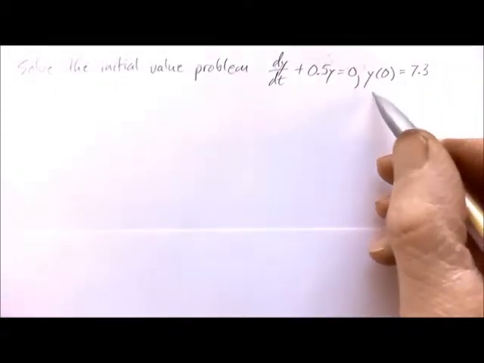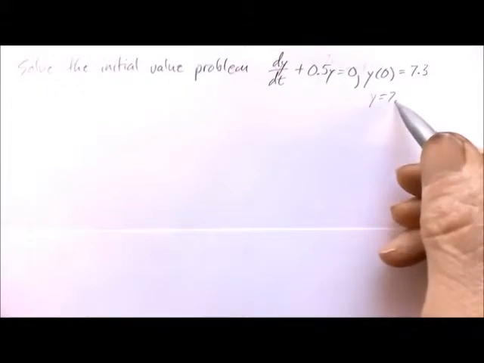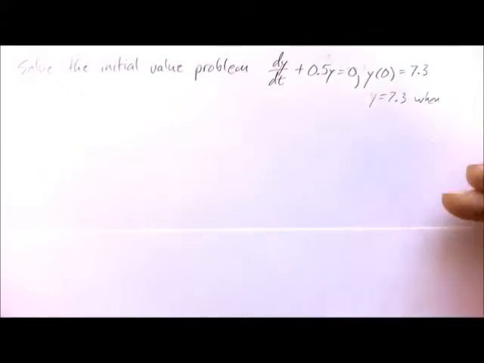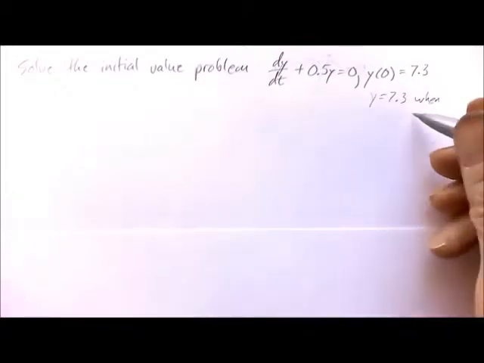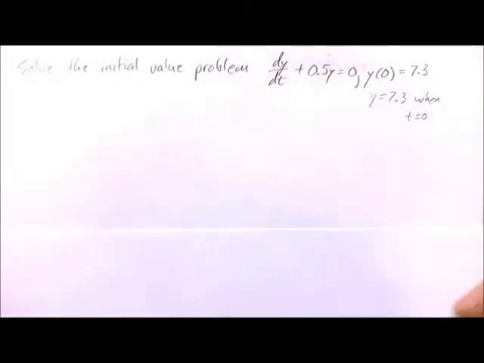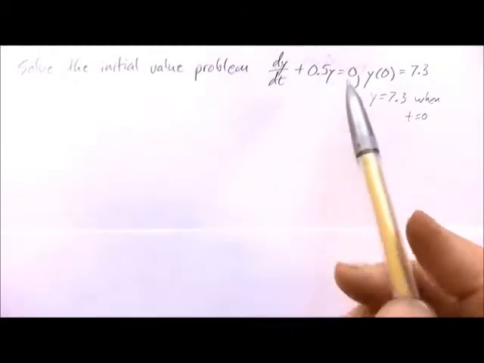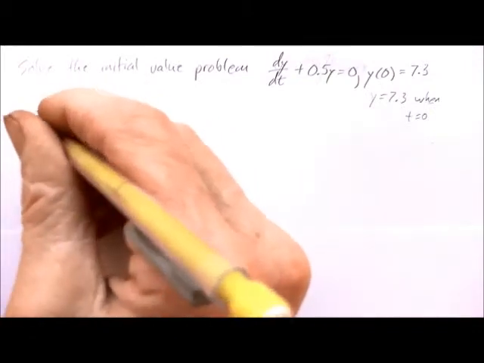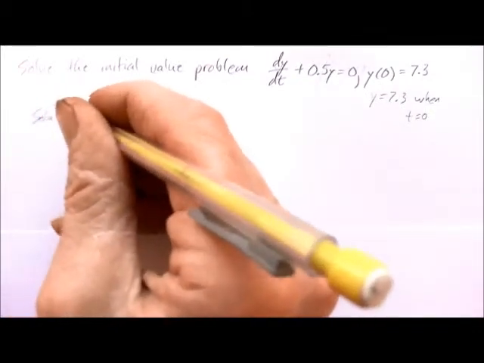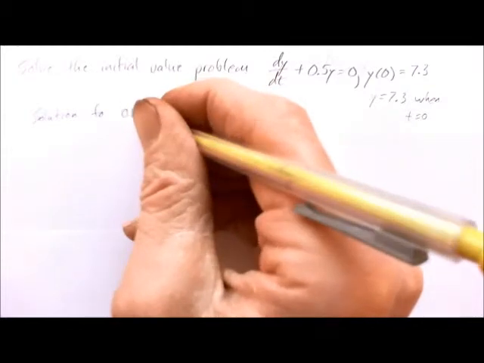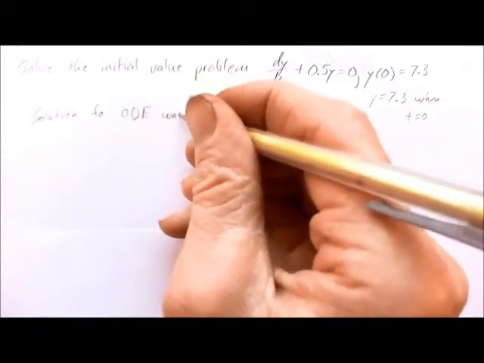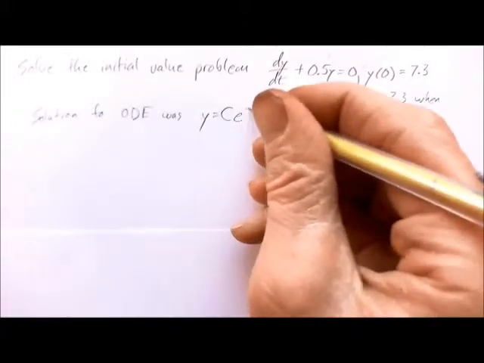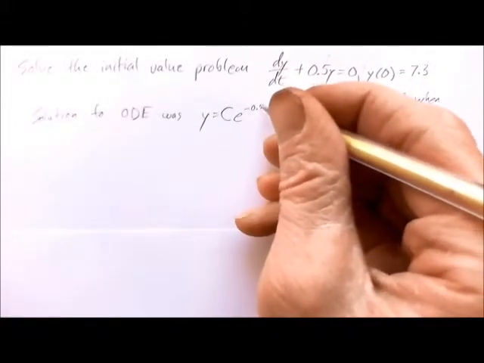And let's remember this means y equals 7.3 when the independent variable, which is t in this case, when t equals 0. So you'll recall we already solved this differential equation by separation of variables. Our solution to the ODE was y equals c e to the minus 0.5 t.